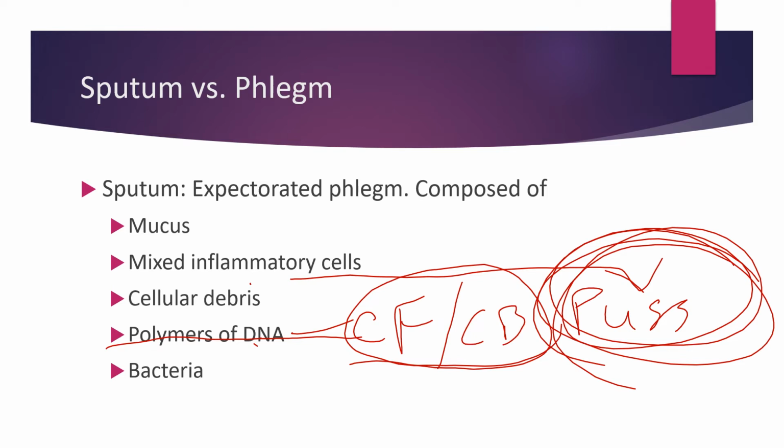And then finally, bacteria can easily be a part that's in there as well. Normal clearance is going to be altered by changes in volume, hydration, and composition, and that just happens. Sputum does come through your mouth, is the big thing to remember here when we're looking at this.